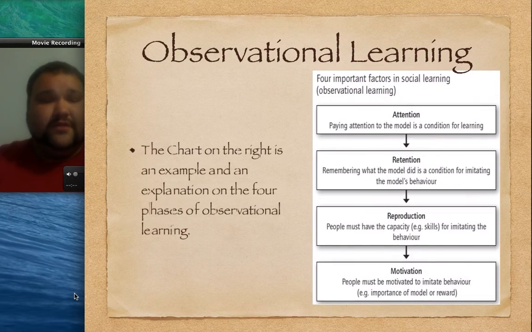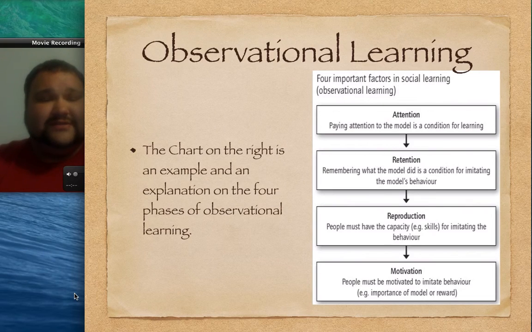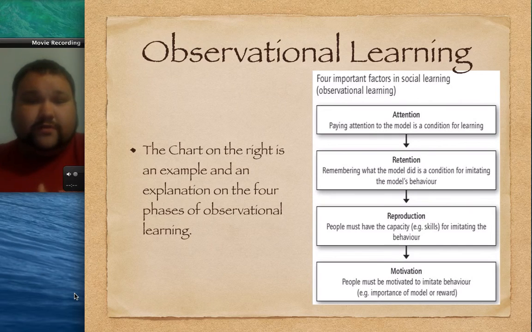Observational learning. This chart on the right is an example and explanation of the four phases of observational learning. Attention, paying attention to the modeling of a conditional learning. Retention, remembering what the model did in order to imitate the model's behavior. Reproduction, people must have the capacity to imitate the behavior. Motivation, people must be motivated to imitate the behavior. The importance of modeling or reward.